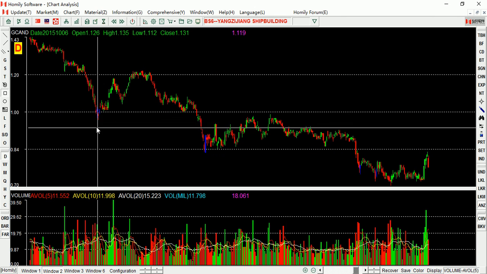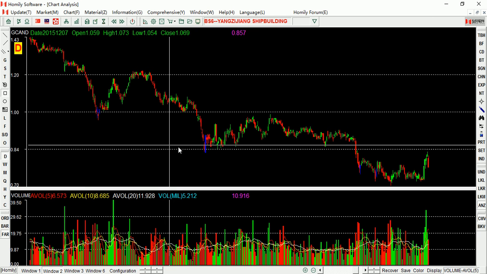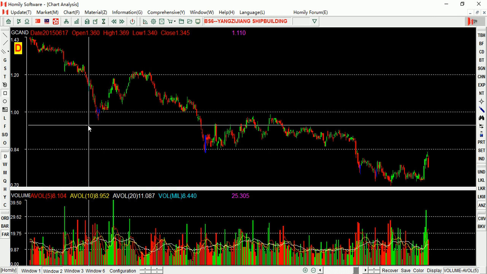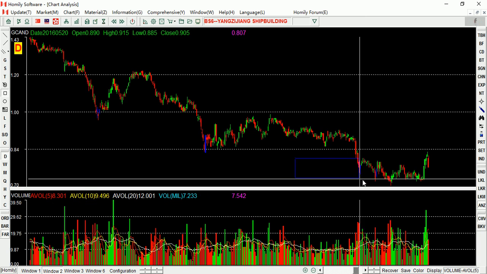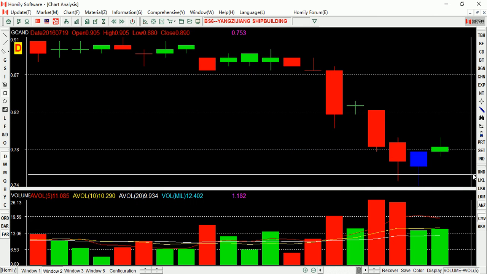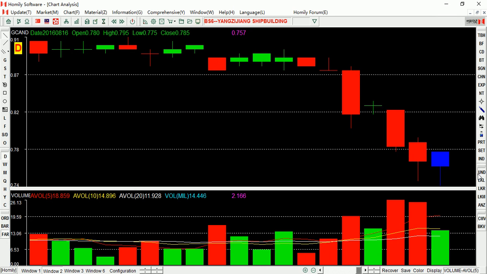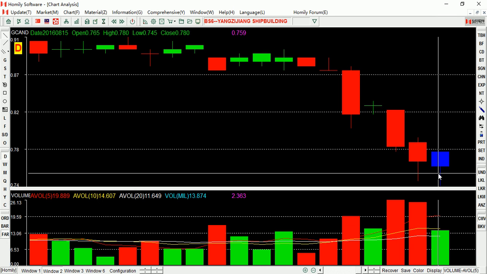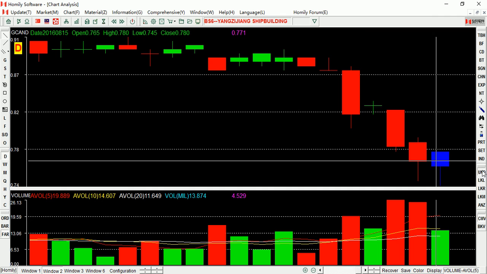Just now, which area? I don't know. We can see here. So the blue candlestick appears, right? We draw the line first, okay?